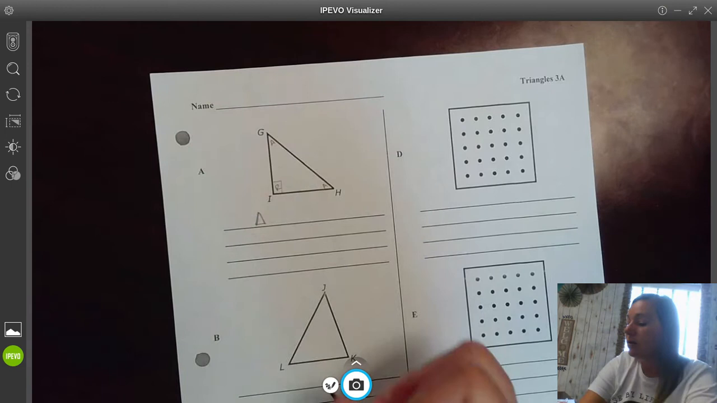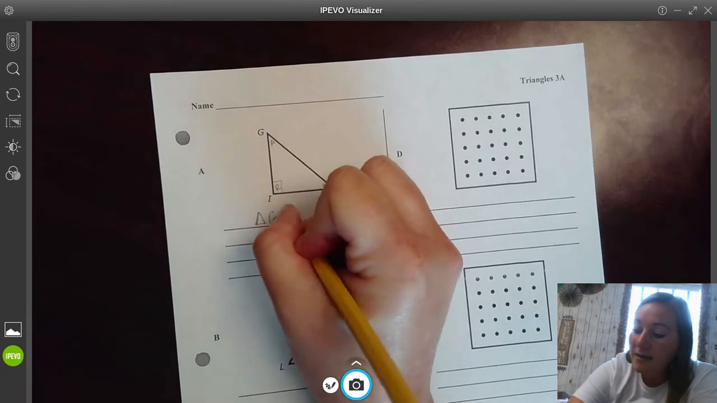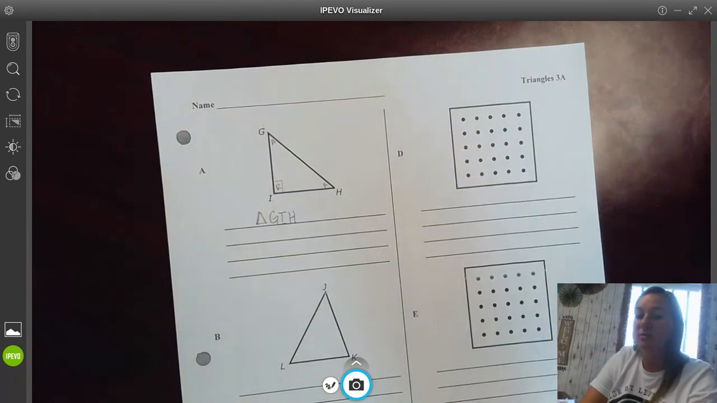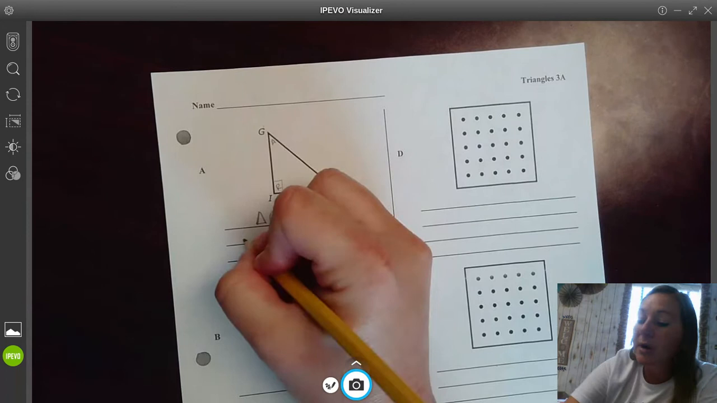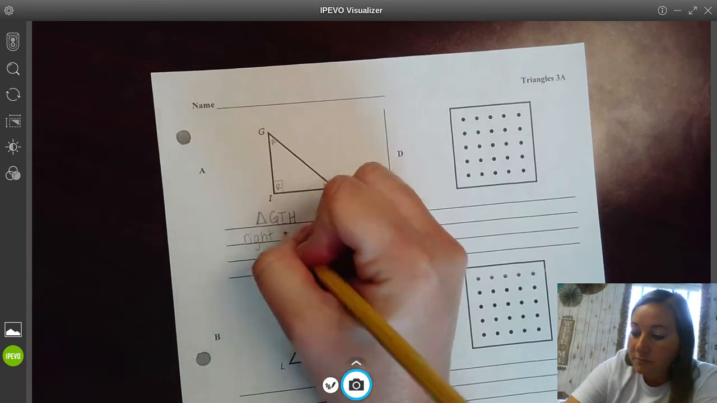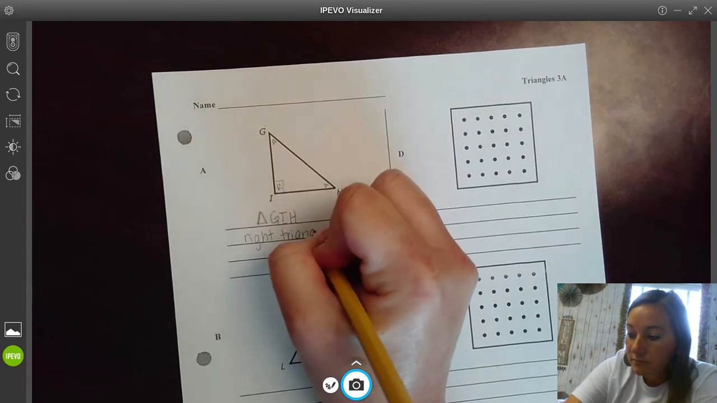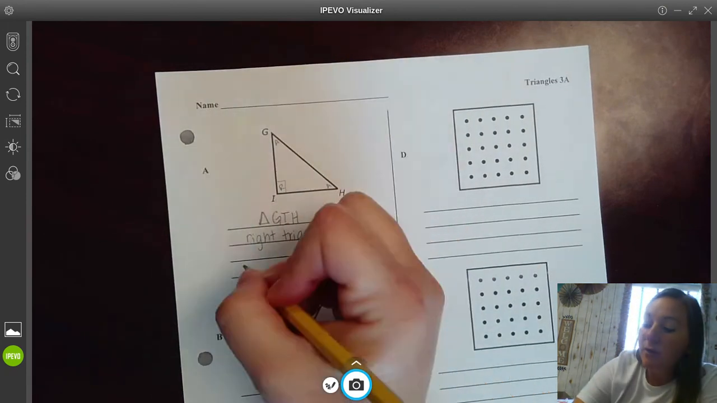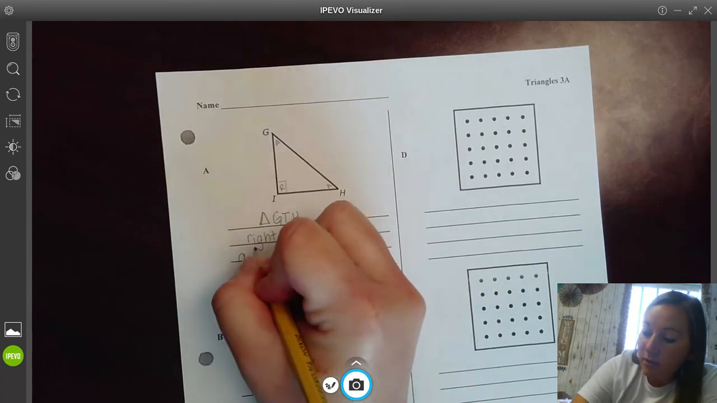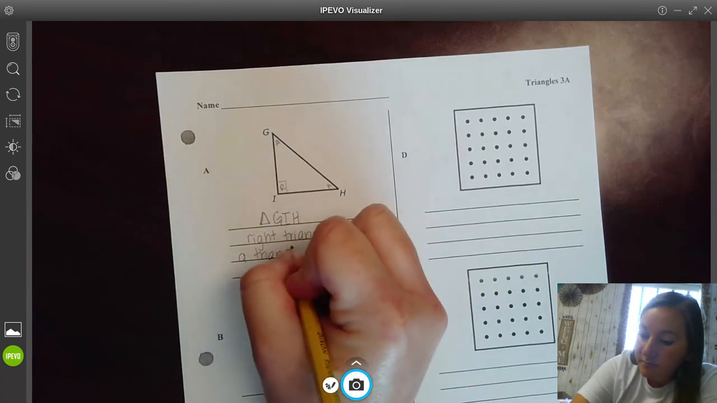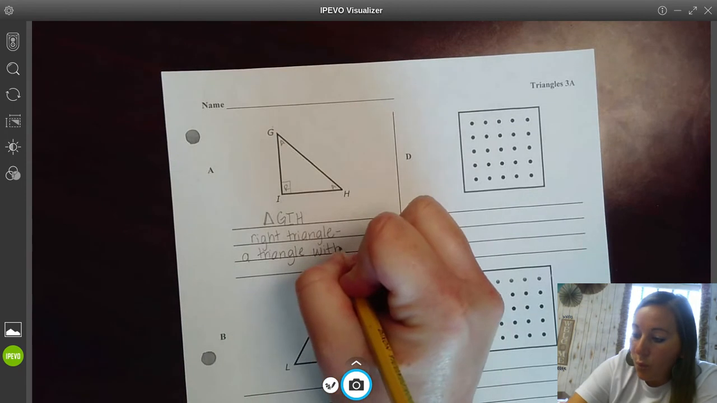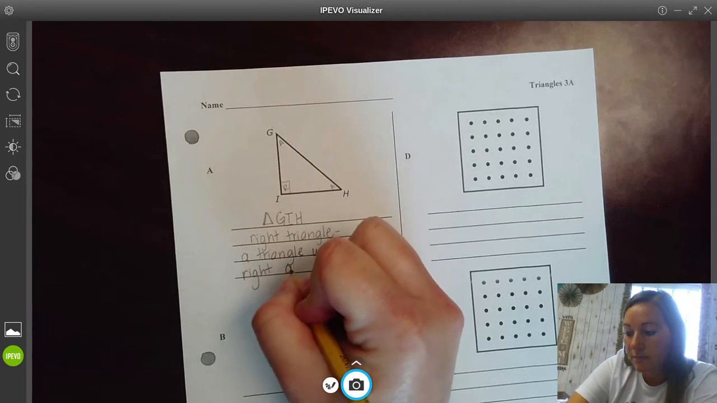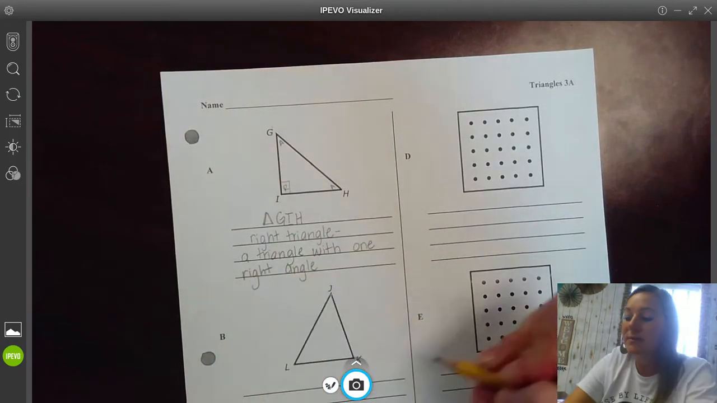So triangle GIH is what we're going to call this one. Triangle GIH. It is a right triangle because it has the oddball. And it's a right triangle, a triangle with one right angle.